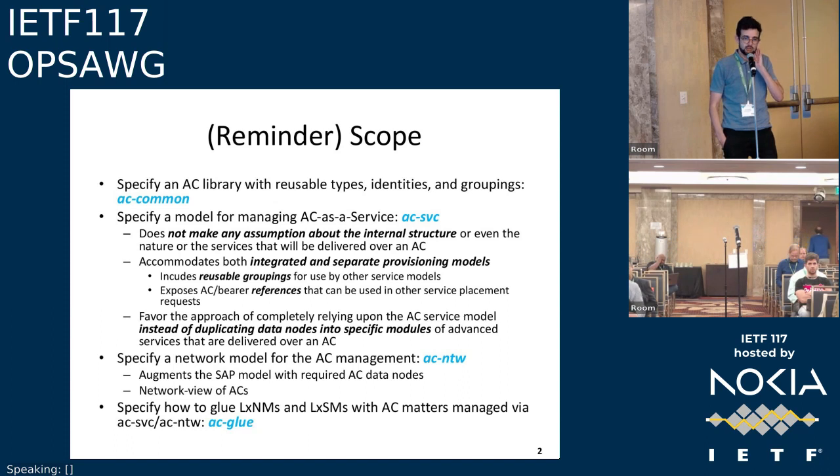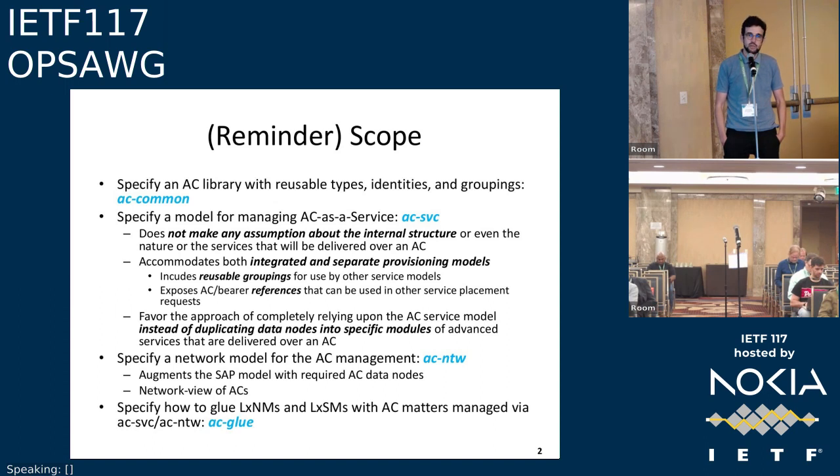There are at least four drafts that we are developing with the group. The first one is the attachment circuit common, which defines various groupings usable for various attachment contexts, including the service layer and network layer. Then there is attachment circuit as a service, which focuses on how you can expose attachment circuit as a service to customers. It does not make any assumption about the internal structure of the services themselves, nor which restrictions other services can reuse in the groupings we are defining there.